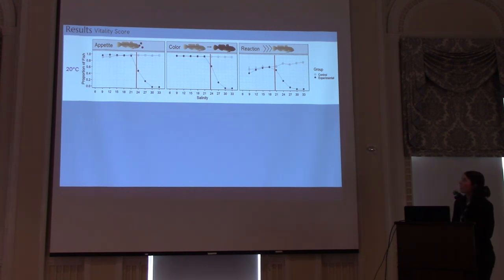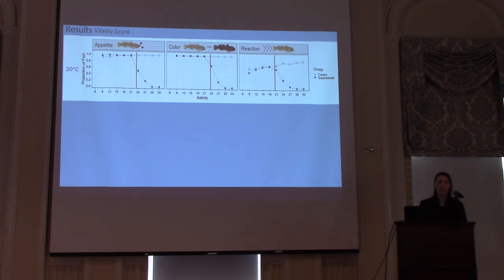So you can see with appetite and coloration, there's a pretty sharp decline starting at 24 parts per thousand, and it just continues to decline from there. Reaction, there's a slight drop at 21, but then it's very quickly followed by a more drastic drop at 24 parts per thousand.